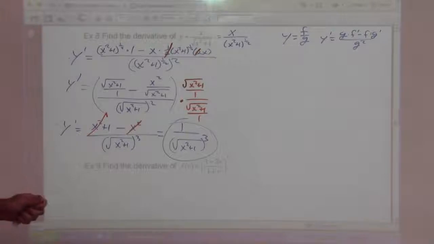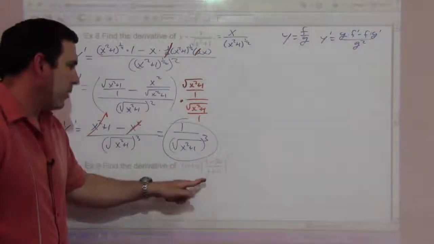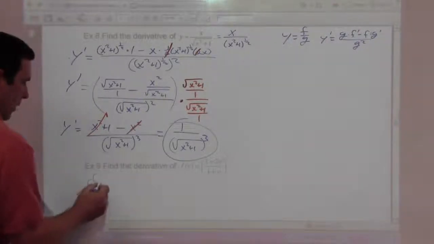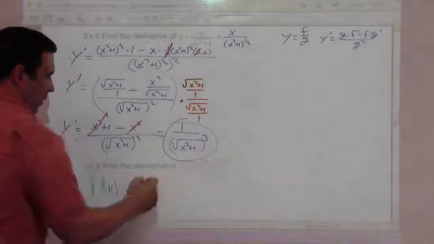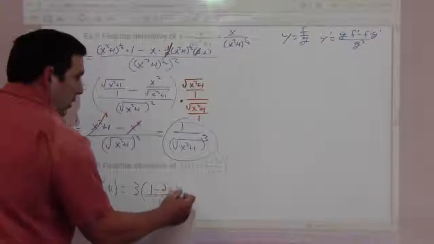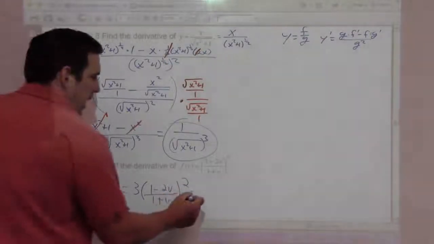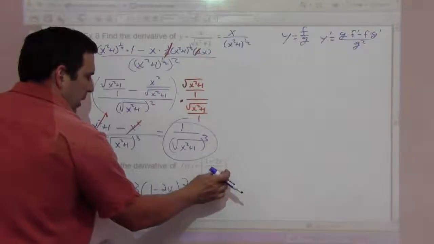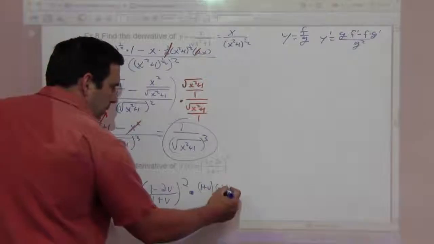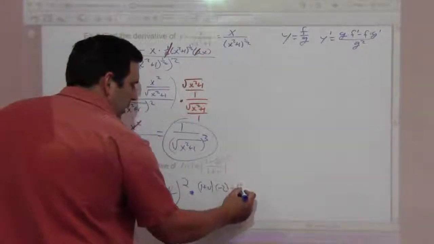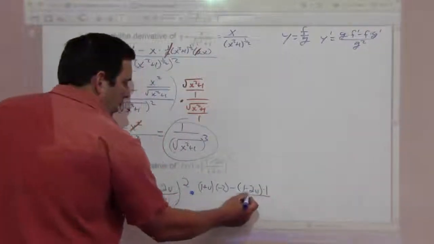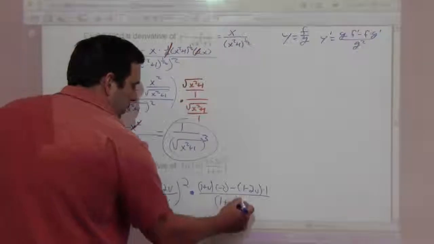Okay, let's find the derivative of f of v equals 1 minus 2v over 1 plus v quantity cubed. So f prime of v is going to be 3 times 1 minus 2v over 1 plus v to the 2 power times the derivative of what's inside. And then now we have the low, which is 1 plus v, d high, which is going to be negative 2, minus the high, which is 1 minus 2v, d low, which is just 1, all over 1 plus v squared.